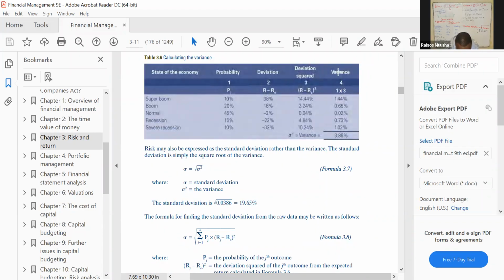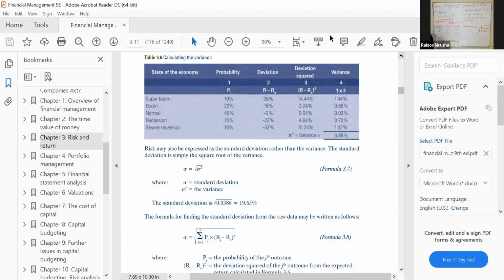When you're calculating your variance, you're going to put your returns as decimals, because if you put them as full percentages, for some reason, I'm not sure exactly why, the answers you get will be a little bit different from the answer they are expecting in the textbook. So when calculating your variance, you need to put the returns as decimals, not percentages, because the answer is going to be a little bit different.